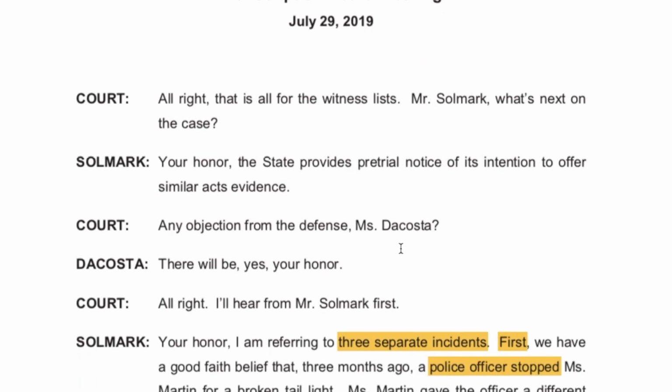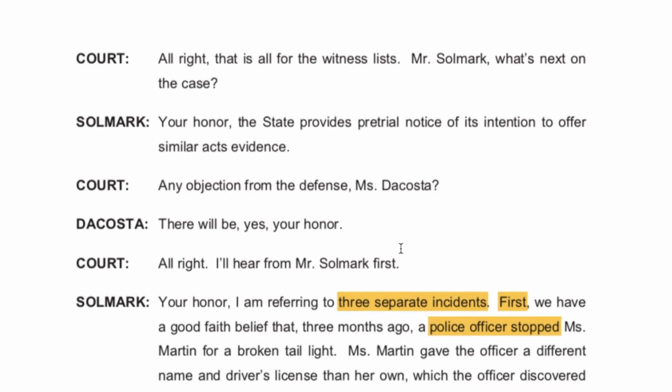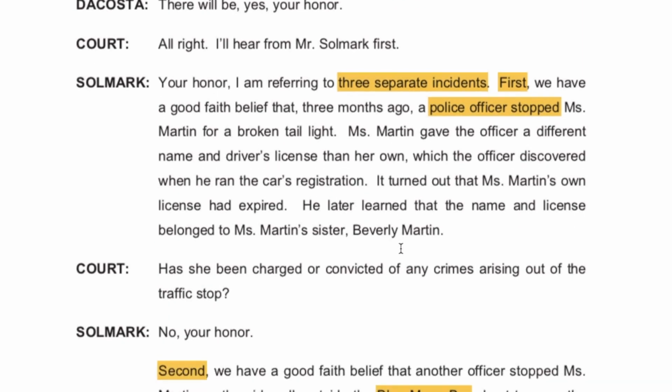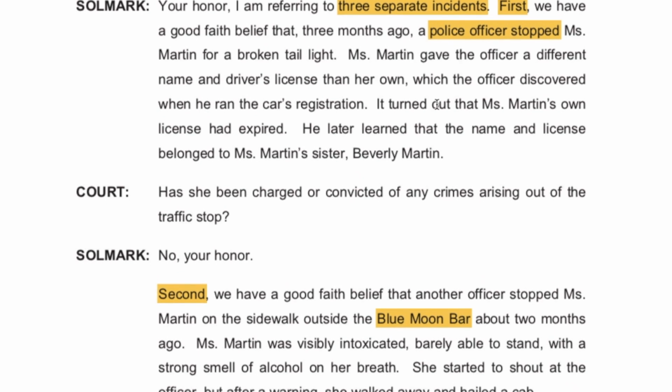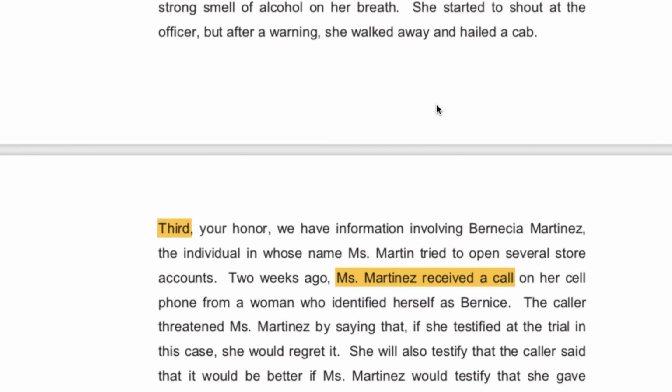Then I go to this transcript, and again, I'm just glancing through this. And it says here, look, first. Okay, so three separate incidents: first, second, and then third. So now there's a key that I can use, and I'm thinking, okay, are these the incidents that they're referring to? And I do want to double check.